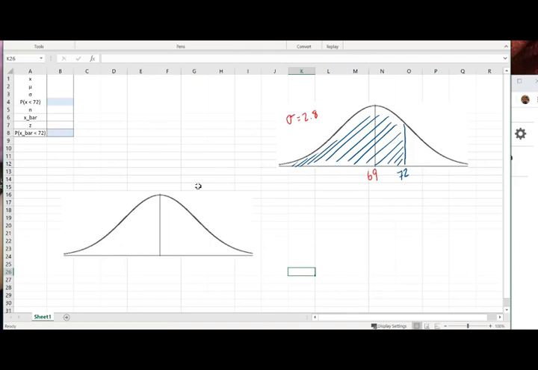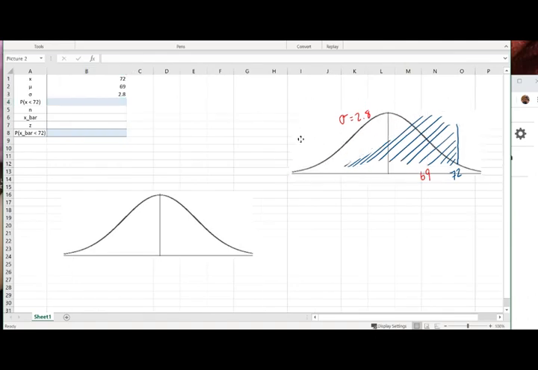Okay, so over here, I just set this up to answer the information from the problem. So we're given that the mean is 69 inches. The standard deviation is 2.8 inches. And the x value we're looking at here is 72. Okay, so for part A, we want to know this. What is the probability that x is less than 72 inches? Let's leave it like that.